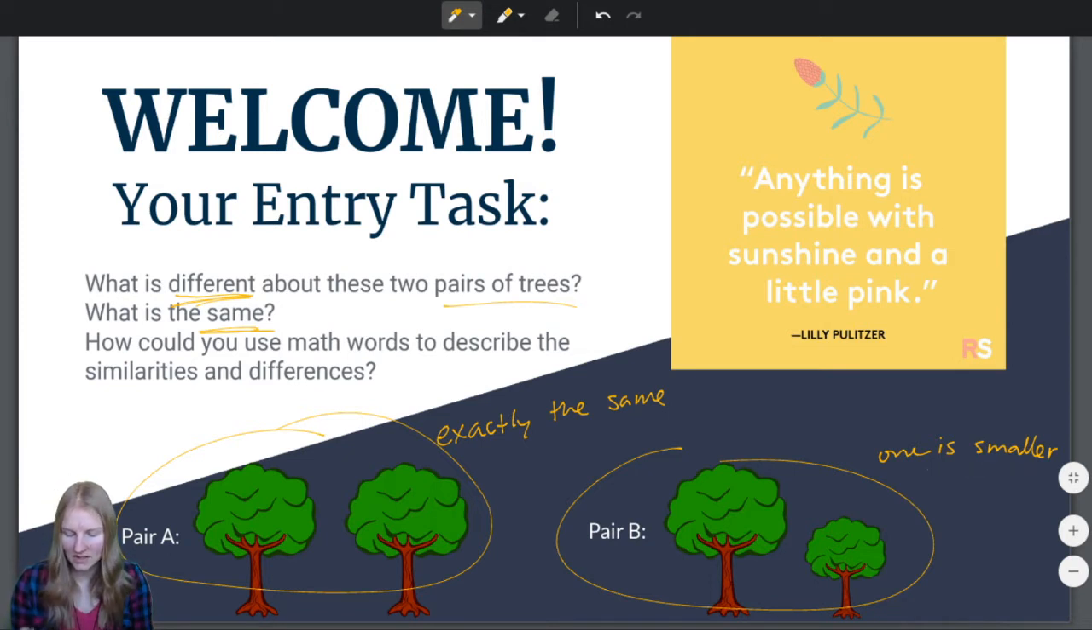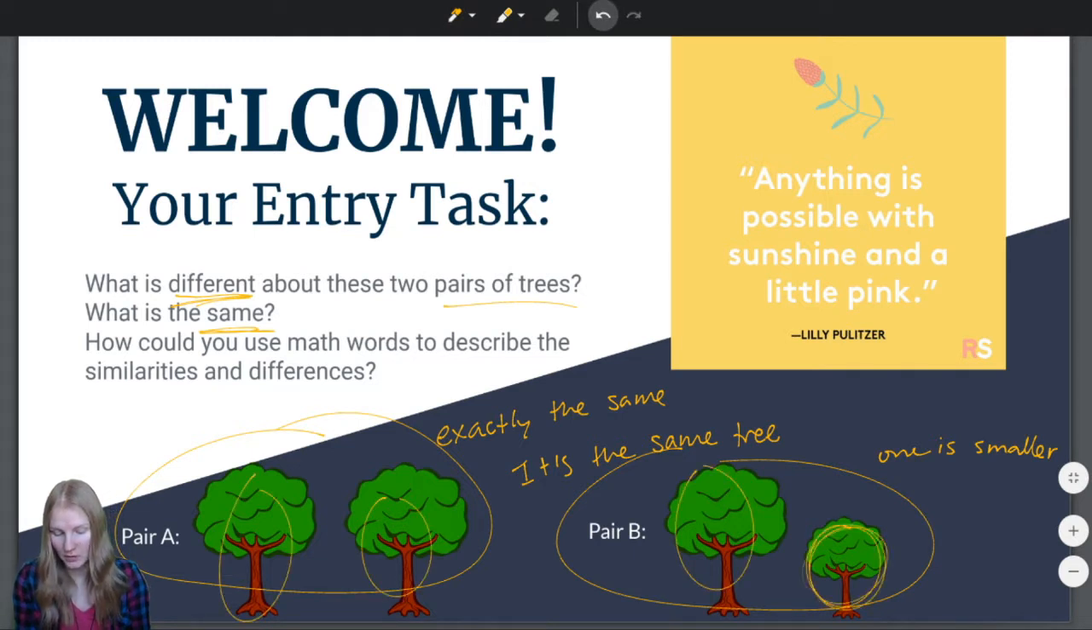But what is the same? Well, it's the same tree. So all of these trees are the same. This fourth one just happens to be a little bit smaller. So how could you use math words to describe what is the same and what is different?